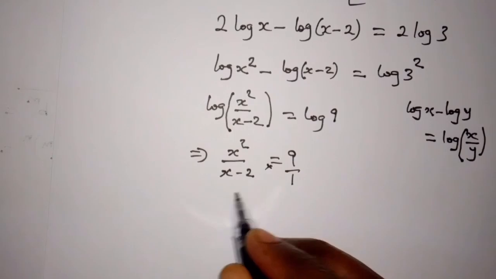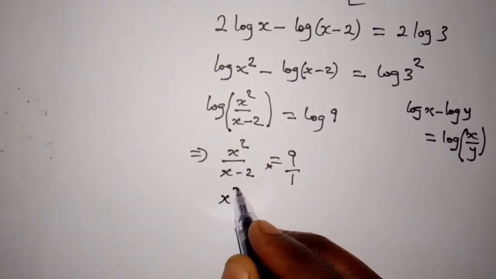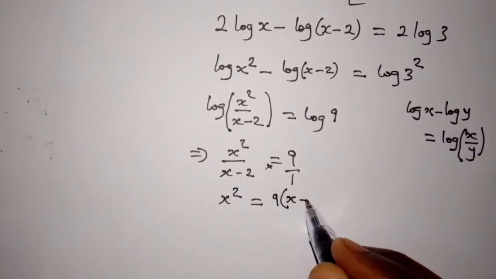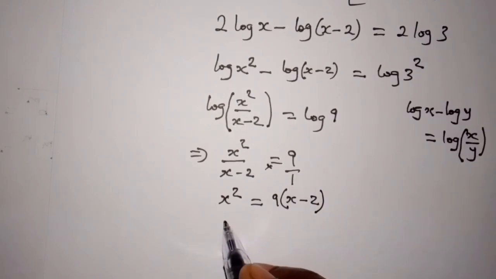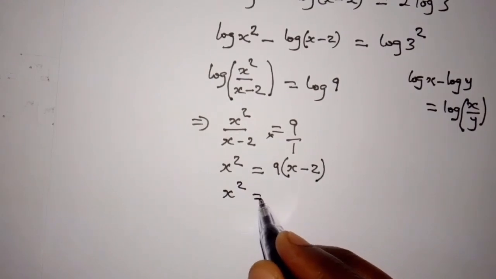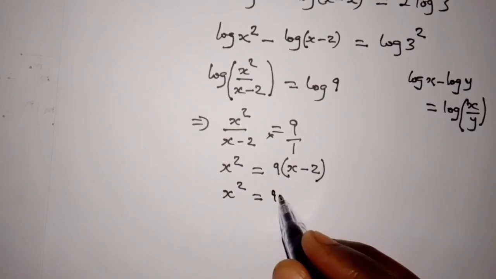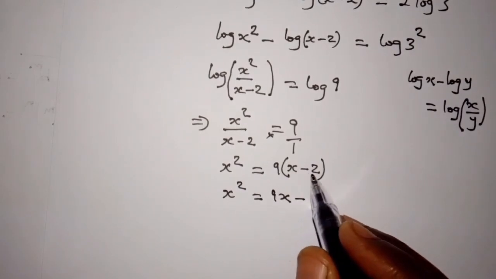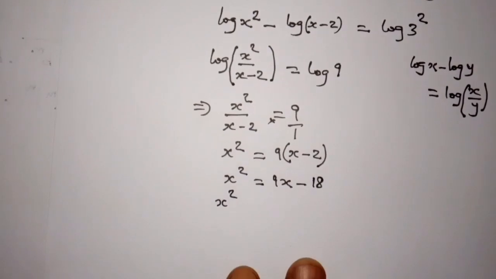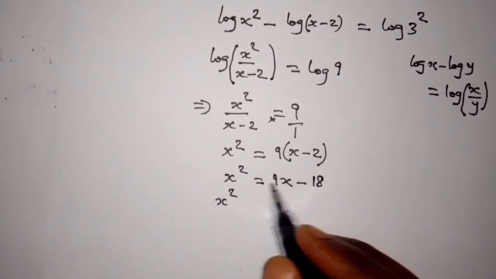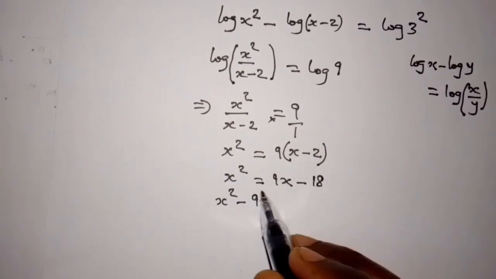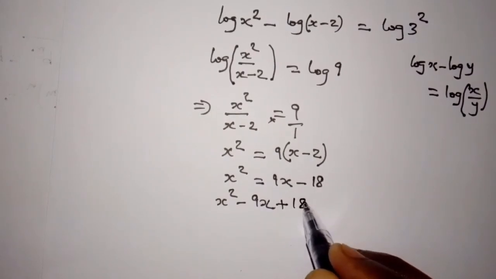We can cross multiply. 1 times x power 2 is x power 2, is equal to 9 times (x minus 2). x power 2 is equal to 9x minus 18. We bring 9x to this other side, minus 9x, we bring negative 18 to this other side, it becomes positive 18. x power 2 minus 9x plus 18 is equal to 0.